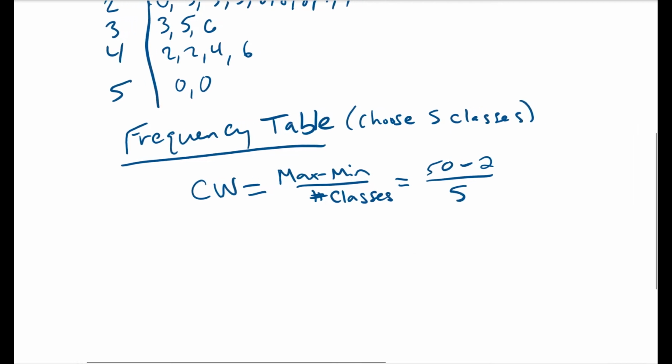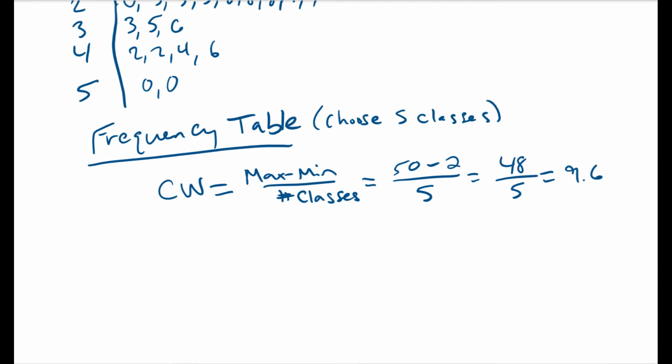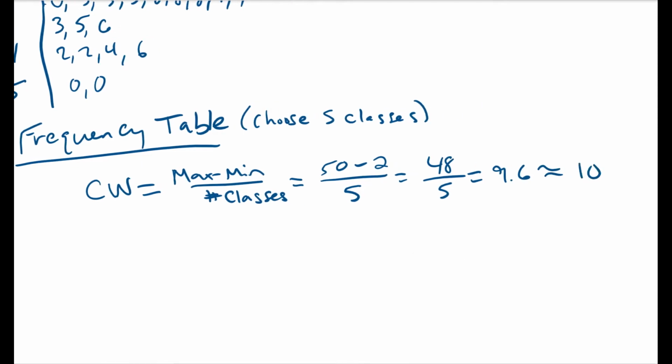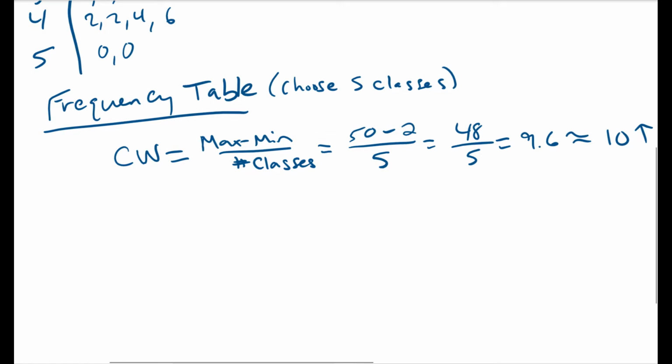Usually between 5 and 20 classes is a good rule of thumb. You don't want too many and you don't want too few. So in this case, we have 48 over 5, which is going to be 9.6. 5 goes into 48 about 9 times. All right, and then we're always going to round this up. So we're going to round it up to 10. So always round up.